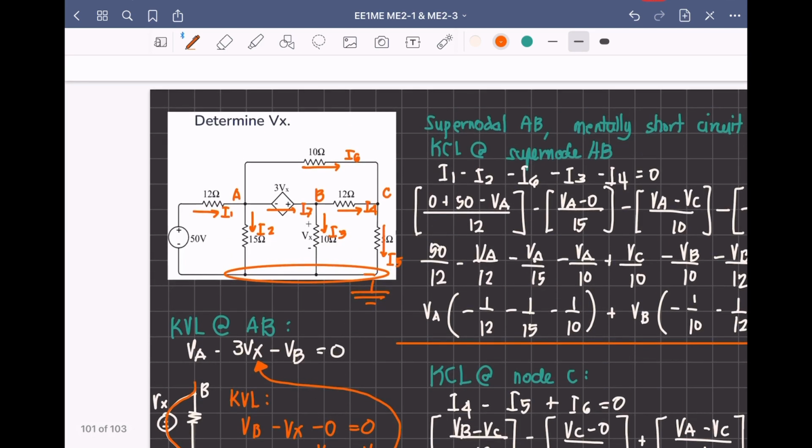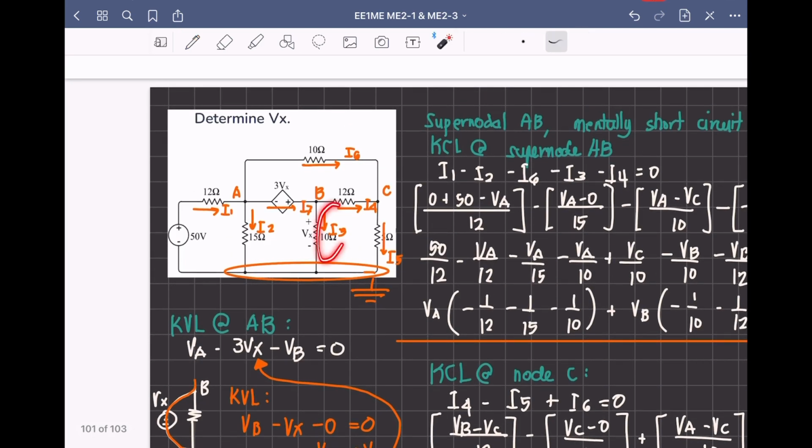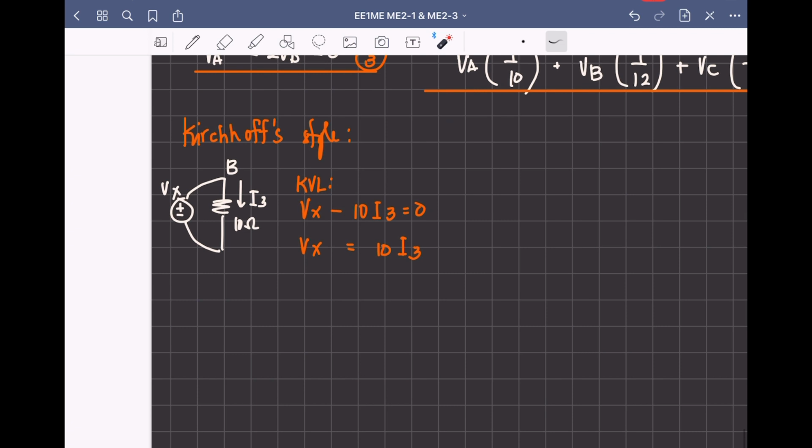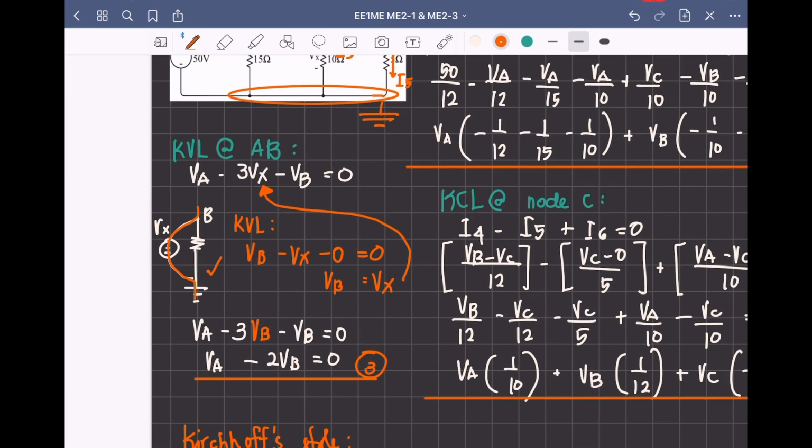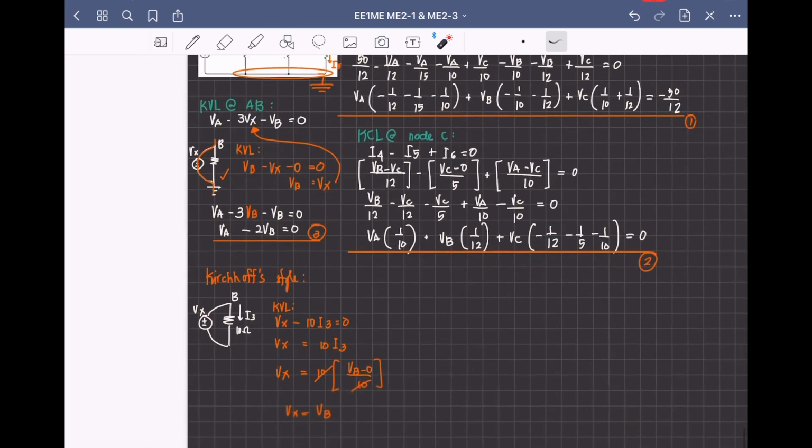At kunin mo yung Ohm's law expression niya. I3 is VB minus 0 all over 10 ohms. So, 10 times VB minus 0 over 10 ohms, kita mo, na-cancel lang si 10 at lalabas that Vx is also equivalent to VB, which is the same expression we got from here. By bypassing the resistance, nakuha pa rin natin siya. So, pinakita ko lang po yung difference.